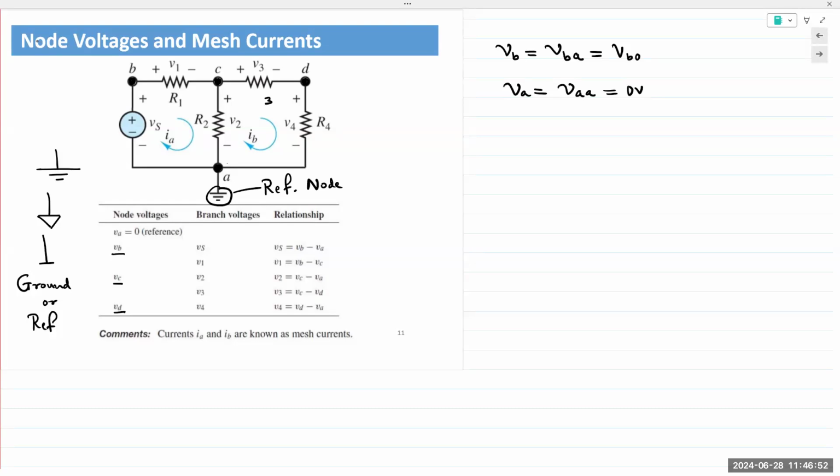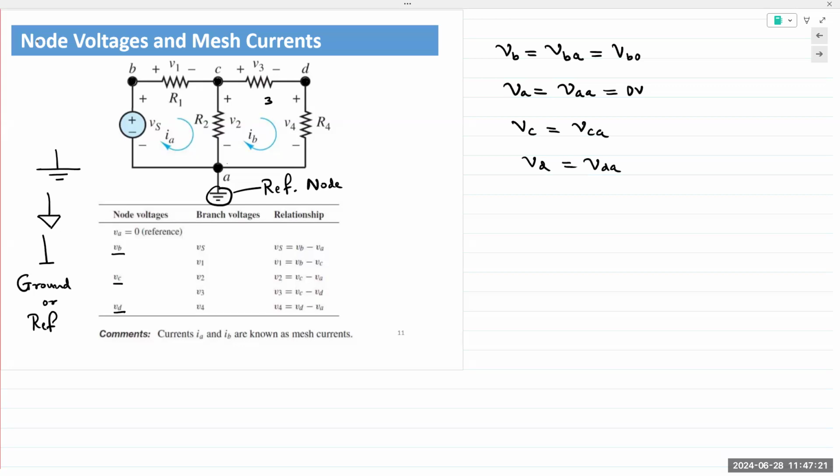Yes, that is correct. So the question being asked is, if we state VB, does it automatically mean VBA in this circuit? And the answer is yes. In this circuit, A is the reference. So if we just write VB, then it's VBA. If we write VC, it means it's VCA. And if it's VD, then it's VDA.